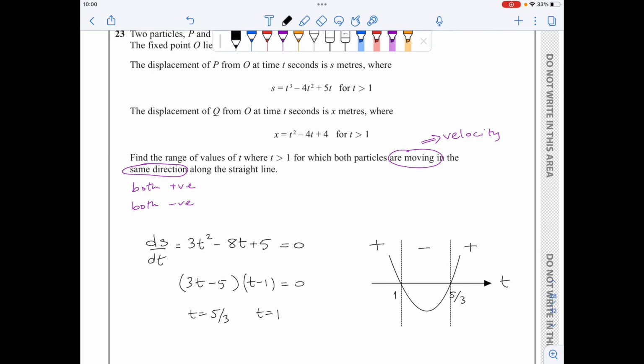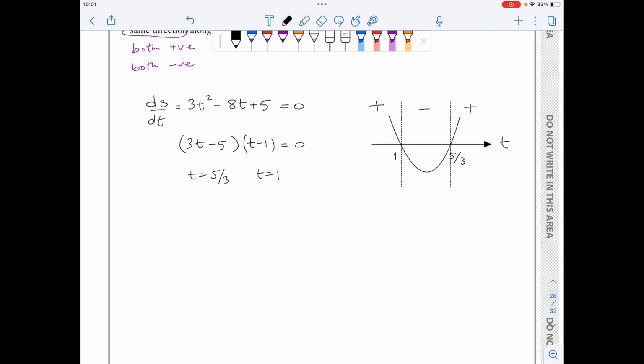If I go to particle Q and differentiate, I'll get dx/dt is equal to 2t minus 4. Again, I will set this equal to 0, so 2t is 4, t is equal to 2. Let's draw again a t-axis. Now note that if t is bigger than 2, 2 times t minus 4 will give me a positive number. If t is less than 2, 2t minus 4 will give me a negative number.